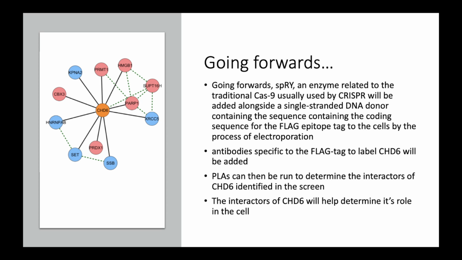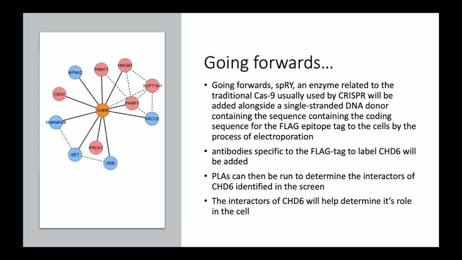Going forwards, SPRY, an enzyme related to the traditional Cas9 usually used for CRISPR, will be added alongside a single-stranded DNA donor containing the sequence that will code for the flag tag. This will be administered with the process of electroporation. Successful insertion will be determined using PCR.